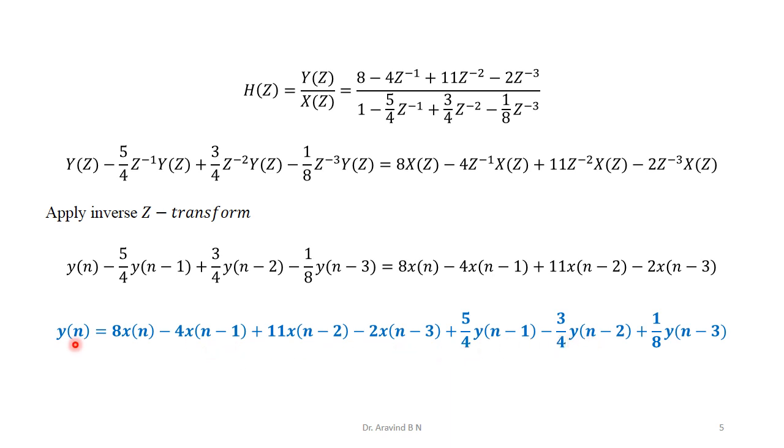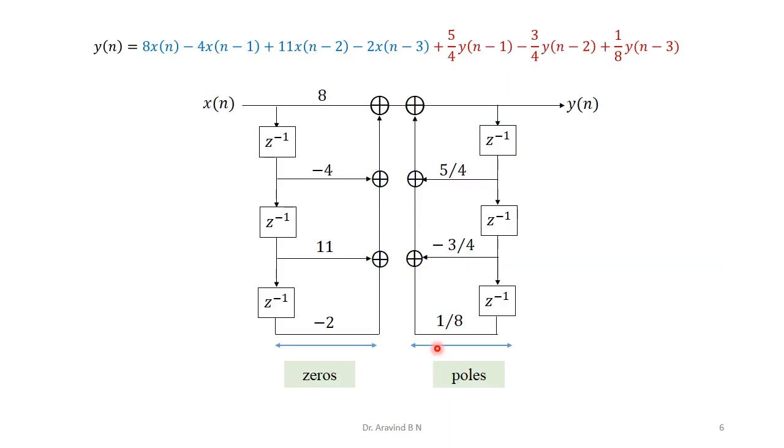And also we have to observe that the coefficient of y of n is equal to 1. So all criteria are satisfied. Now this is the final expression that we need to realize in direct form 1. Now let us go through the realization.